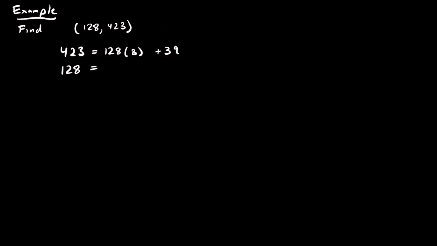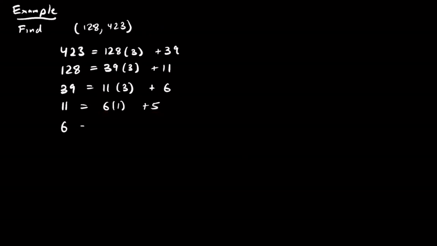So I'll say 128 is 39 times 3 plus 11. Now I look at the 39 and 11 and apply the division algorithm to those. So 39 is 11 times 3 plus 6. Then I look at this 11 and this 6 and apply the division algorithm to those. I'll notice that 11 is 6 times 1 plus 5. Then I look at this 6 and this 5 and apply the division algorithm to those.